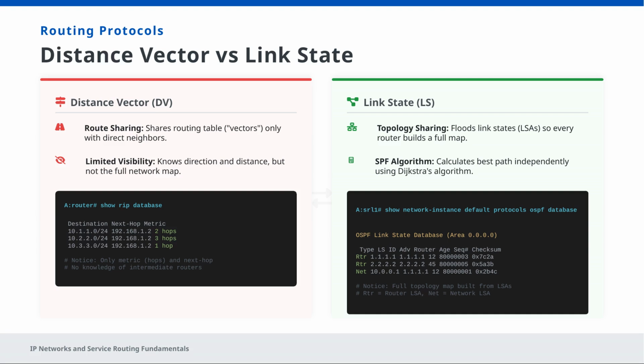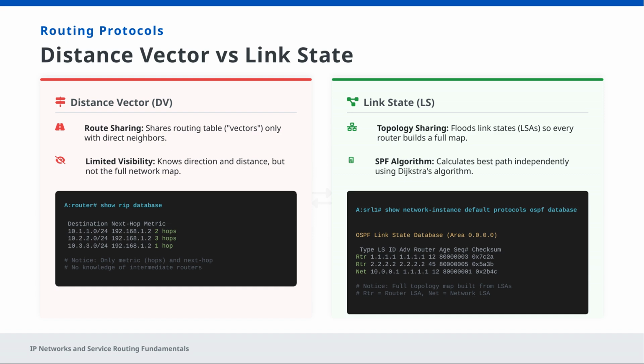Distance vector protocols share route information based on distance and direction, conceptually telling neighbors, "Here is what I can reach, and here is the cost to get there." Routers using this model learn from their neighbors' advertisements and build their understanding progressively. Traditional examples include RIP, while some protocols combine or extend these ideas.